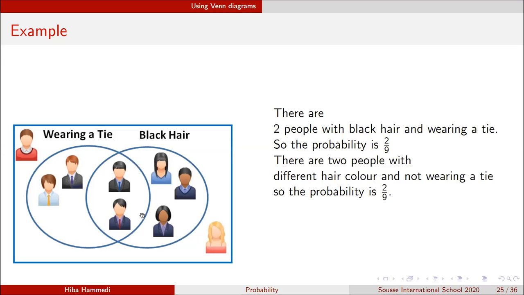If I would like to know what is the probability of picking a person that is not wearing a tie and has a different color for his hair or her hair, then I only have 2 people outside the 2 sets here, so it will be 2/9, right?